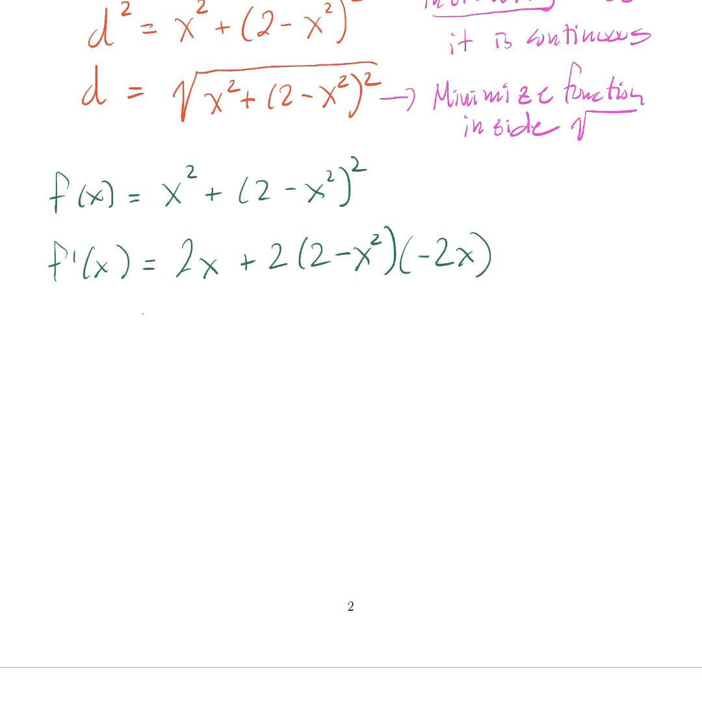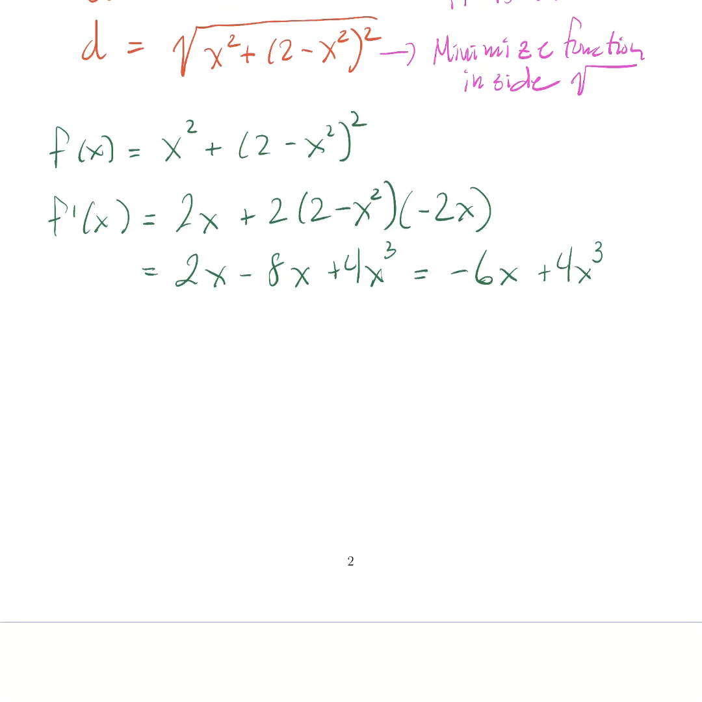Okay, let's simplify this thing a little bit. It looks like 2x. We get 2 times 2 is 4, times negative 2x is negative 8x. We get 2 times negative x squared is negative 2x squared, times negative 2x is positive 4x cubed. So this looks like negative 6x plus 4x cubed. Okay, if we want to minimize that function, we want to know when that derivative is equal to 0. So negative 6x plus 4x cubed, we want to know when that is equal to 0.